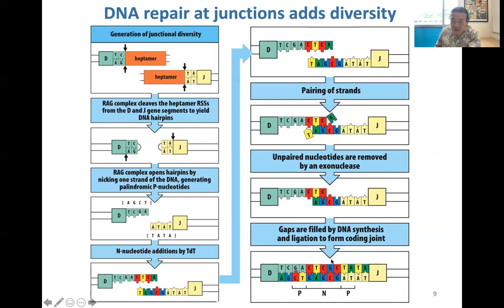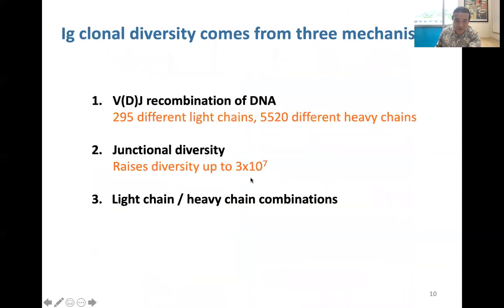Importantly, this little stretch of DNA, because it was randomly put together, was not part of the genome that you were born with, and yet it's part of the coding sequence that goes from D to J. So that is junctional diversity. And because of the random nature of the DNA bases that are used in there, that raises the number of different shapes of IG that you can make up to 3 times 10 to the 7 in variation.